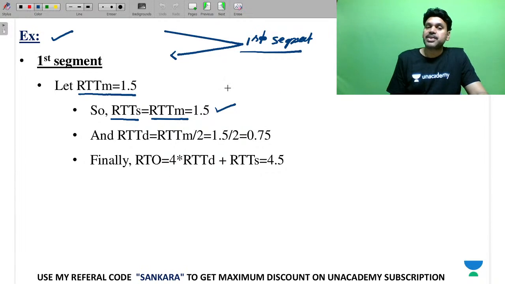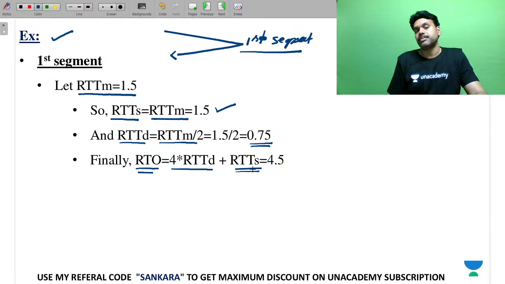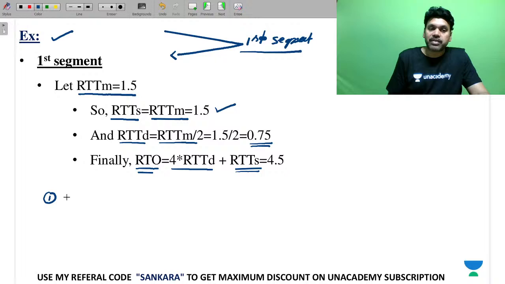So after the first measurement, your RTTS is equal to RTTM, and your RTTD is nothing but RTTM by 2, that is 0.75, and finally your RTO value is 4 into RTTD plus your smoothed RTT. So at the time of the first exchange we are considering only RTTM, please understand.